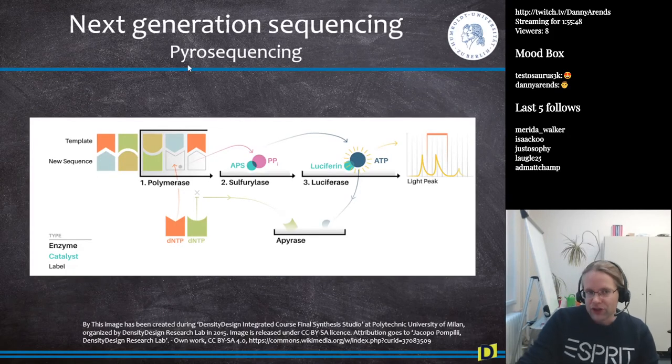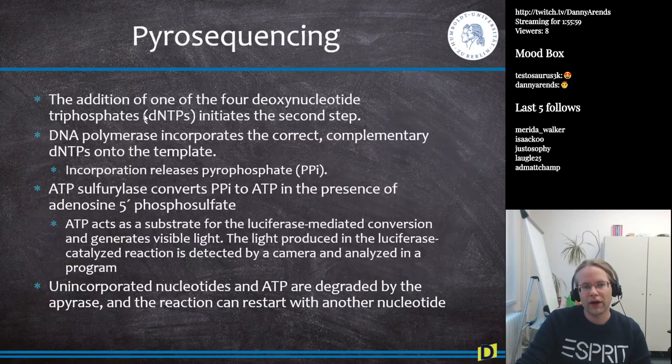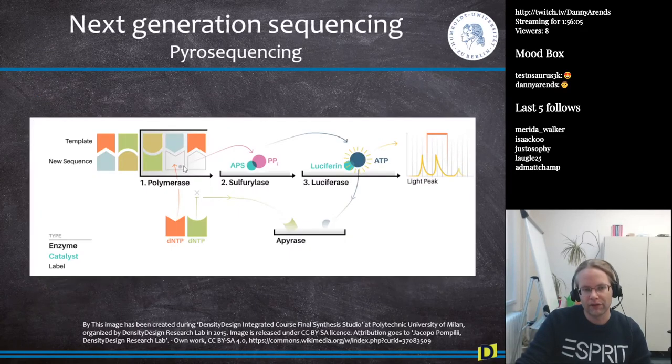So next generation sequencing using pyrosequencing. We already discussed pyrosequencing, just to show you more or less in detail how it works. So what happens, and I also described it here, you add one of the 4 dNTPs. So you have the first step where the polymerase is added, then you add the dNTPs. So one of the dNTPs is included.